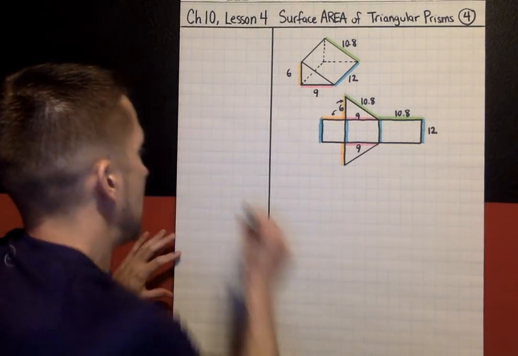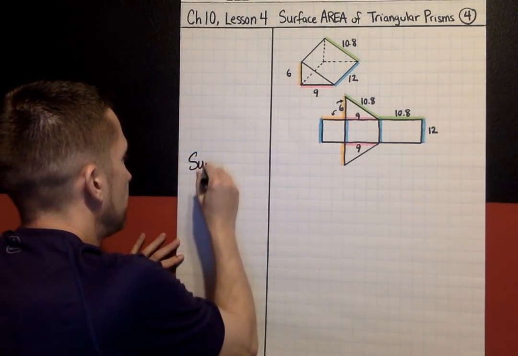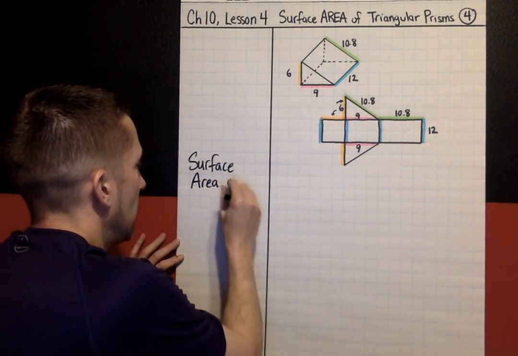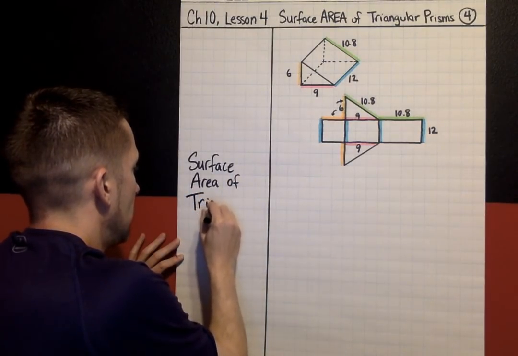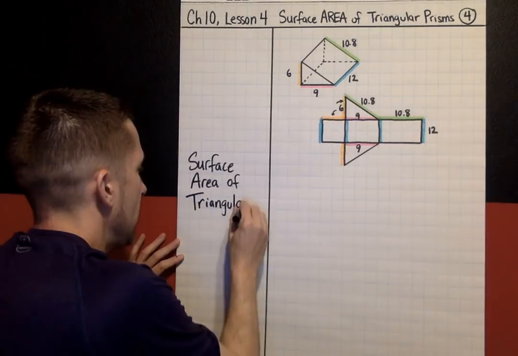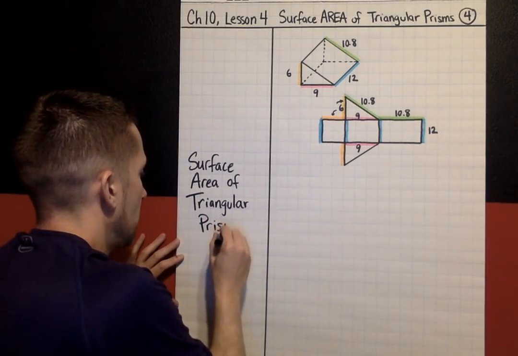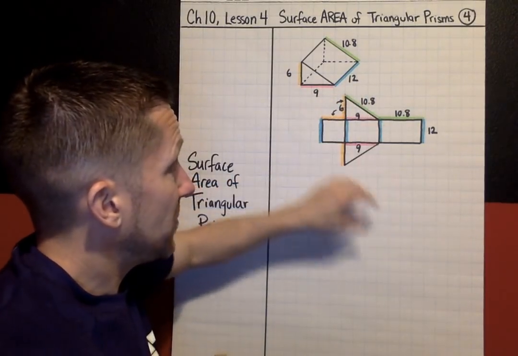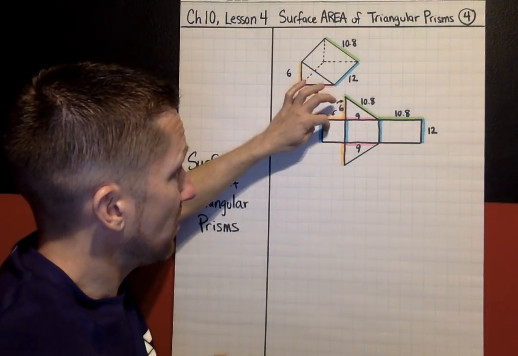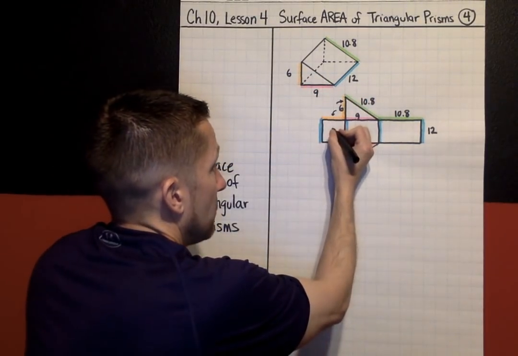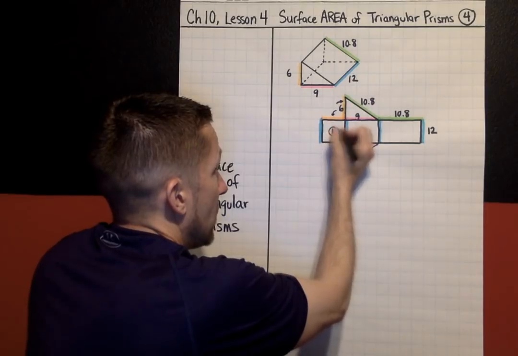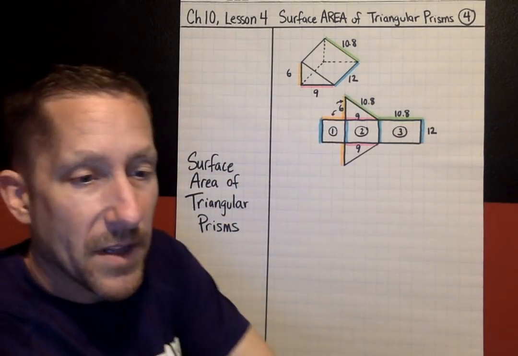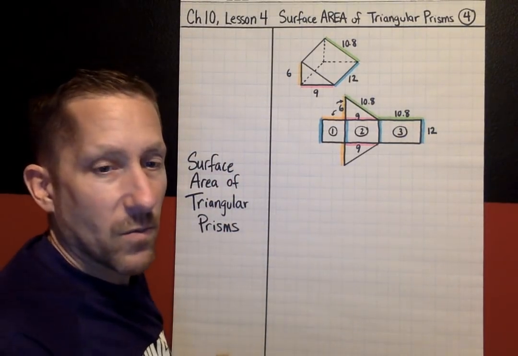Okay, so we've got our drawings. Now let's get to our formula. Surface area of triangular prisms. Okay, so what we're doing is finding the area of all these shapes. You're always going to have 2 triangles and 1, 2, 3 rectangles. In fact, I will number them. This is rectangle 1, this is rectangle 2, this is rectangle 3. So your formula, it's kind of a big one, but this is what your work should look like.